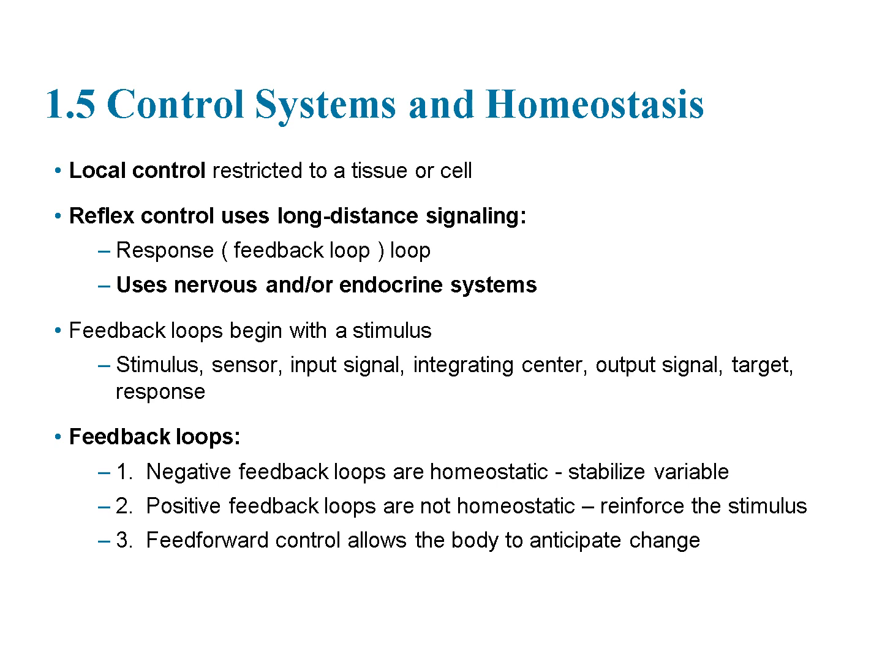Lastly, we have feed-forward control, which is all about anticipation. Picture this. You smell your favorite food, and your mouth starts watering. That's your body preparing itself for what's coming, even before it happens. So, to sum up, local control handles small, immediate issues. Reflex control deals with larger, body-wide adjustments. And feedback loops, whether they're negative, positive, or feed-forward, are the mechanisms that make it all possible.